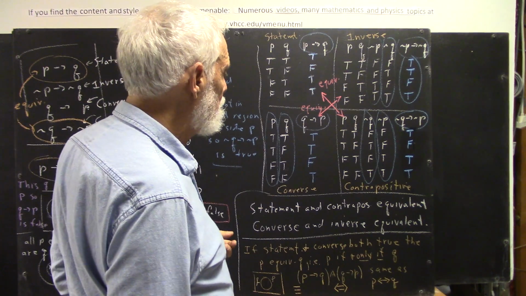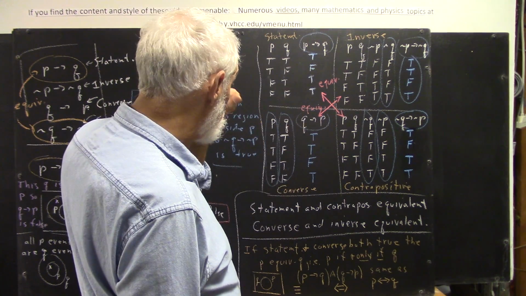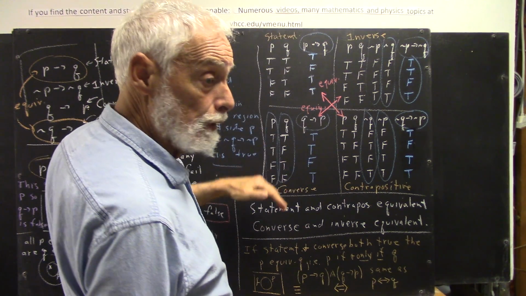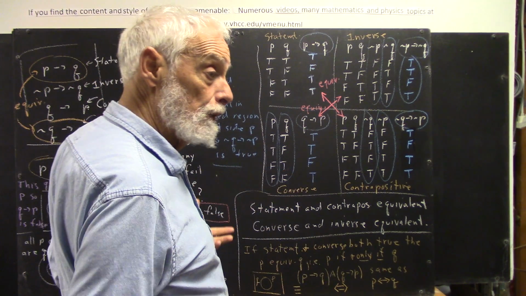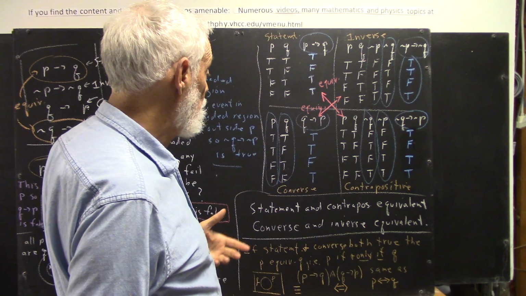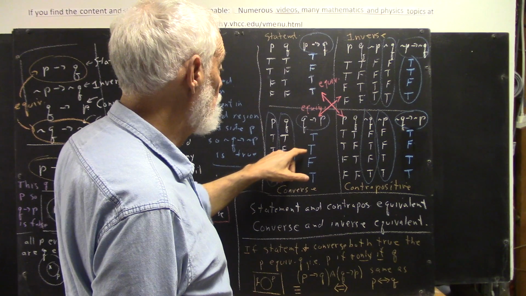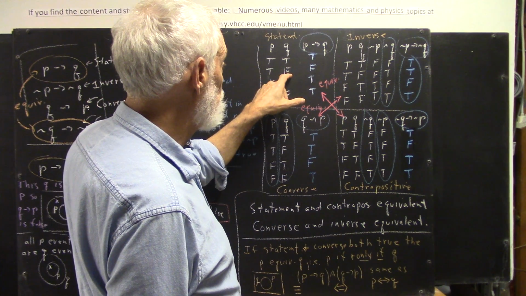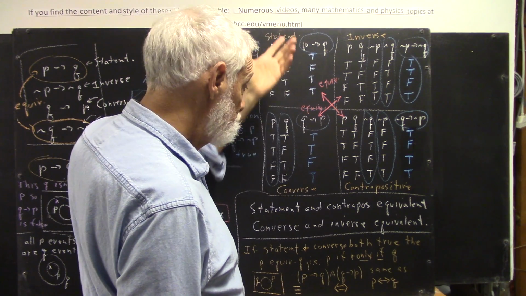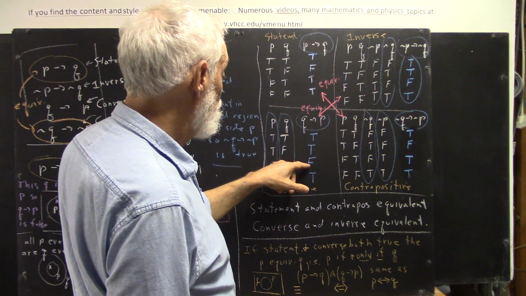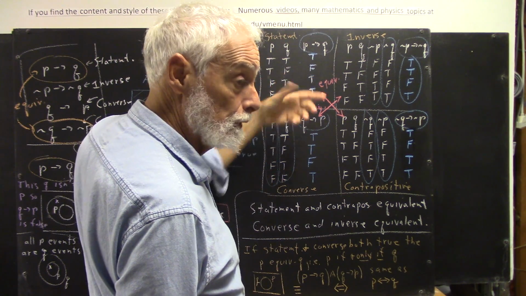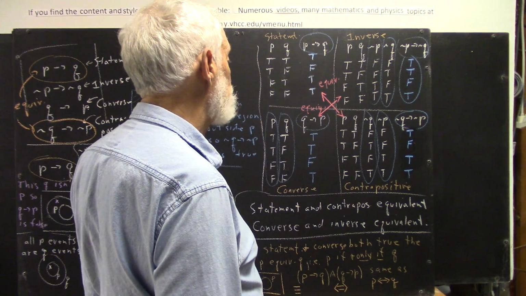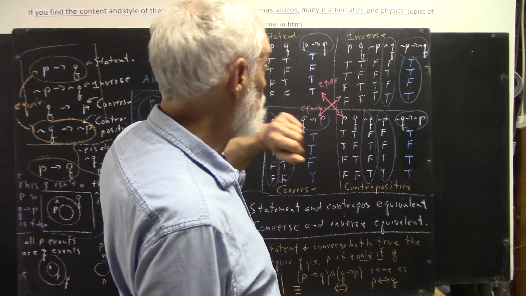Now we can see from the truth table that these two statements aren't equivalent because they don't have the same truth values. Okay, if P is true and Q is false, this one is true. If P is true and Q is false, this one is false. Clearly when this one is false, this one is true. They're not equivalent. Well, let's move on to the inverse.